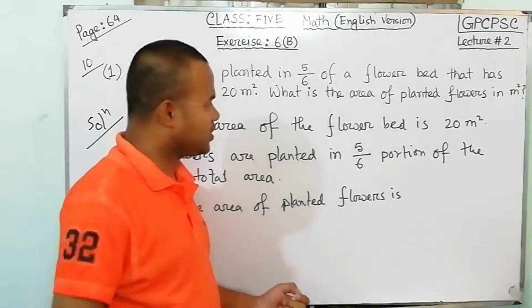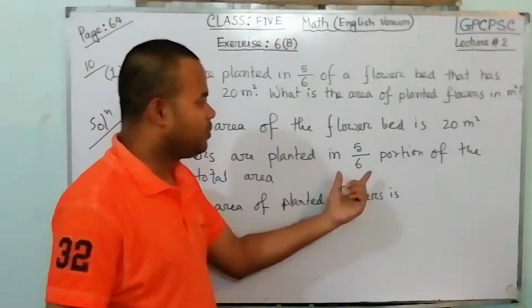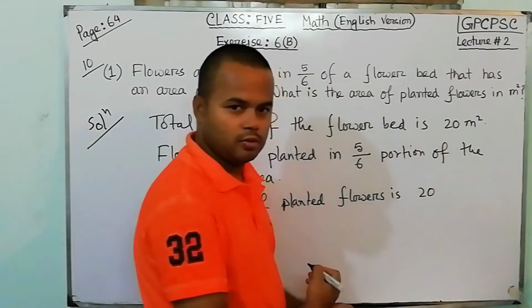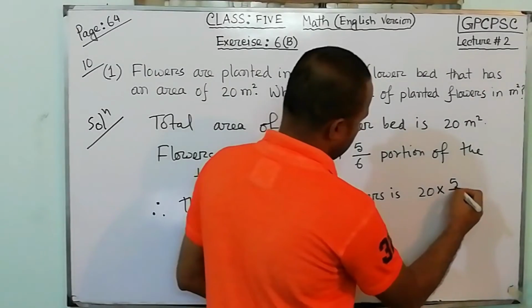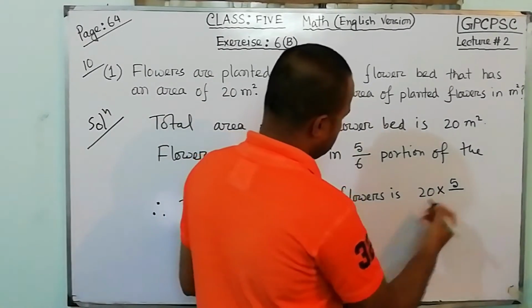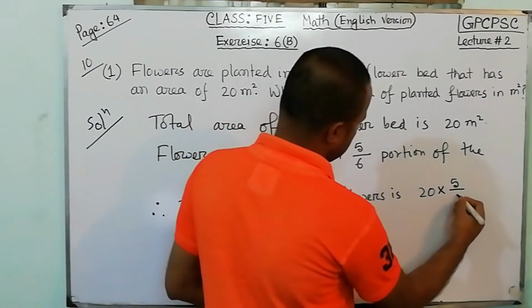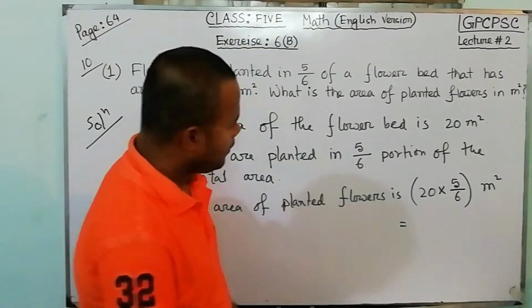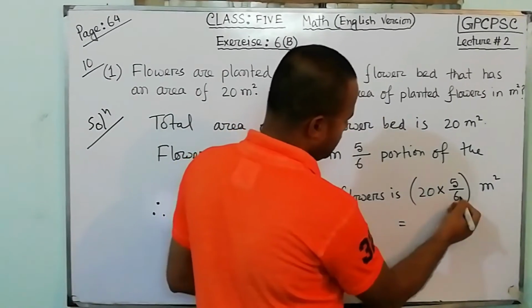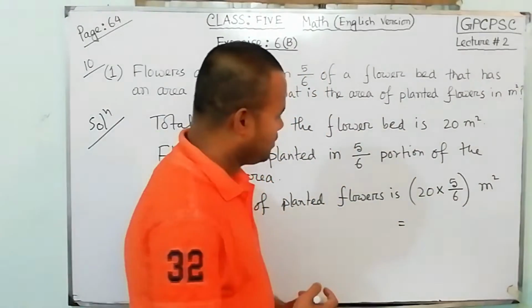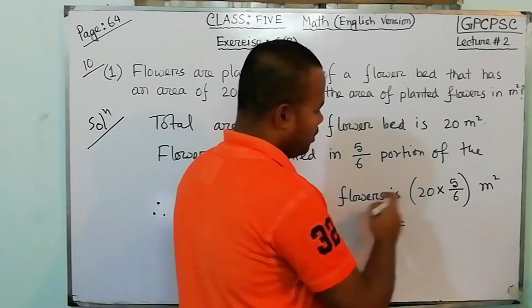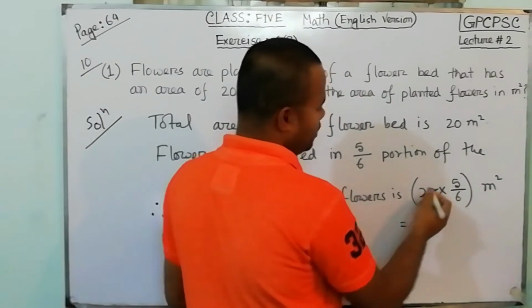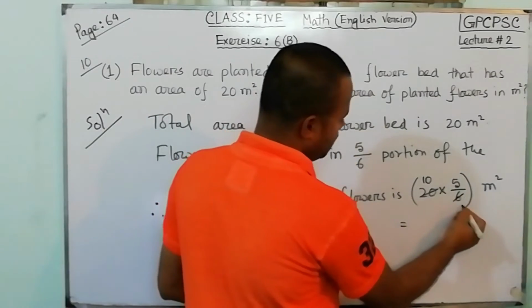Earlier we have said we have to do multiplication here. So here we have total area 20 and the portion is 5 by 6, meter square. If we cut both numbers 20 and 6, we can cut 20 and 6 by 2. So if we cut 20 by 2, that is 10, and here we have 3.